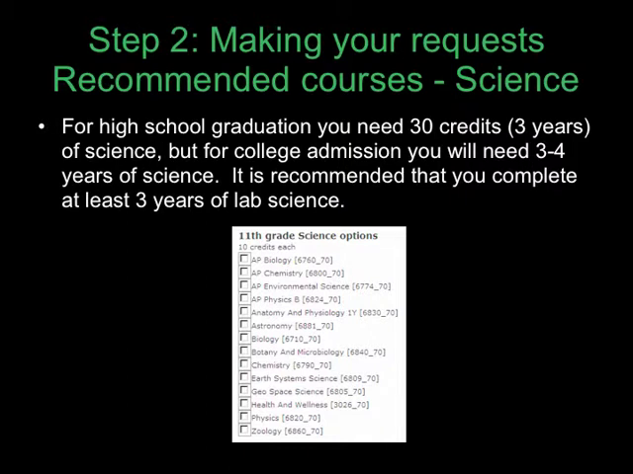Making your science course recommendations. For graduation, you will need 30 credits of science, which is also the equivalent of 3 years. For college admissions, you need to consider completing 3 to 4 years of science. Please make sure that you are doing a lab science for 3 years. Some colleges will require lab science.